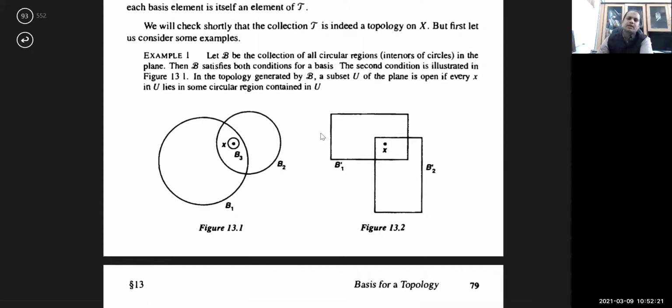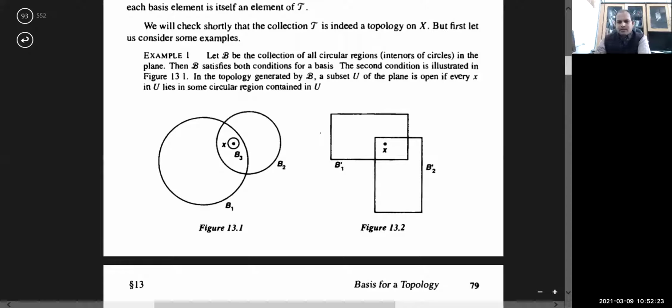Here we have seen that the collection of all rectangles, and the collection of circular regions, will form a basis for the standard topology on R2. You can see that the basis members here are circular regions, in fact the interior of a circular region, the open disk. But their intersection need not be a basis member.